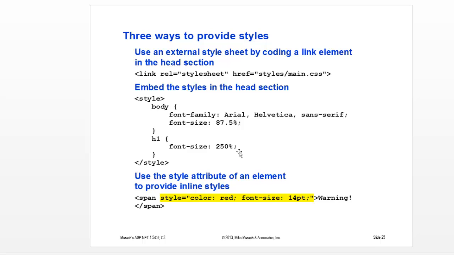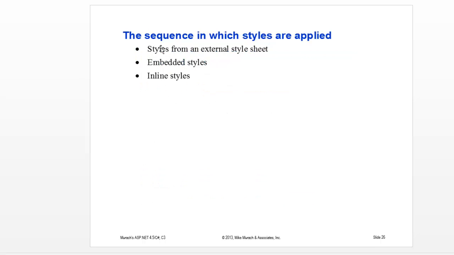And you can also use the style attribute of an element to provide inline styles. So this is used sometimes if you have to make a really specific adjustment to something inside the document. But notice that it goes in order here. The sequence in which the styles are applied is that the styles from an external style sheet are applied first, embedded styles are applied next, and then inline styles. So what that means is the precedence is inline styles, embedded styles, then external.